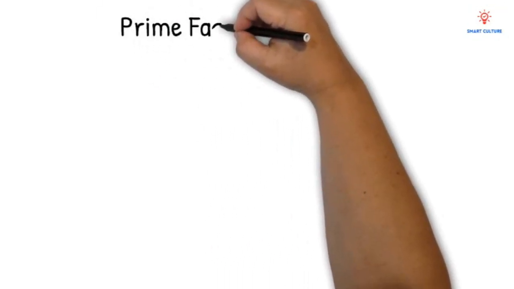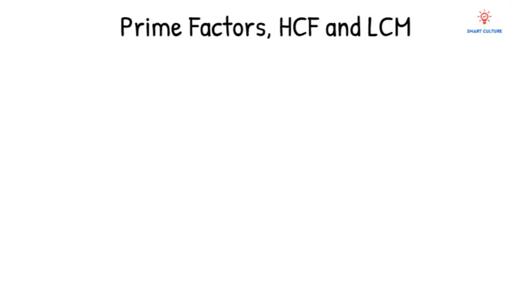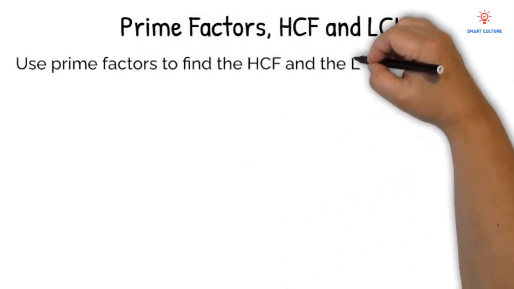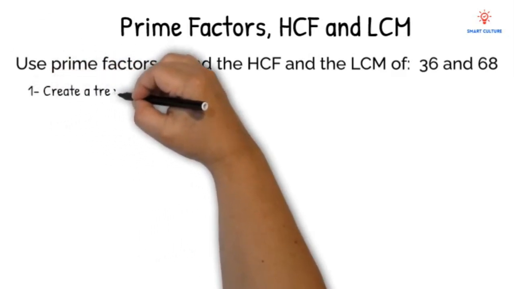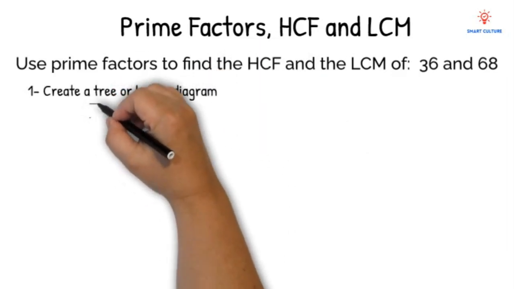Let's take a look at prime factors and using this to find the HCF and the LCM. Use prime factors to find the HCF and LCM of 36 and 68. If they ask us to do this, we need to create a tree or a ladder diagram to break up the numbers into prime factors. I'm going to use a ladder diagram.